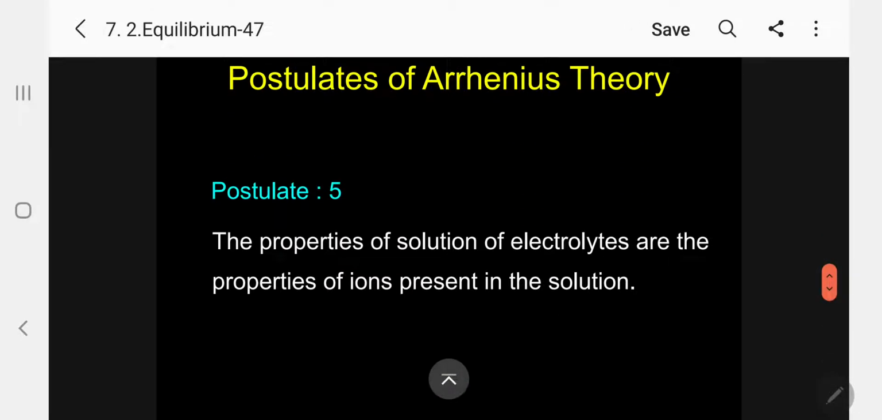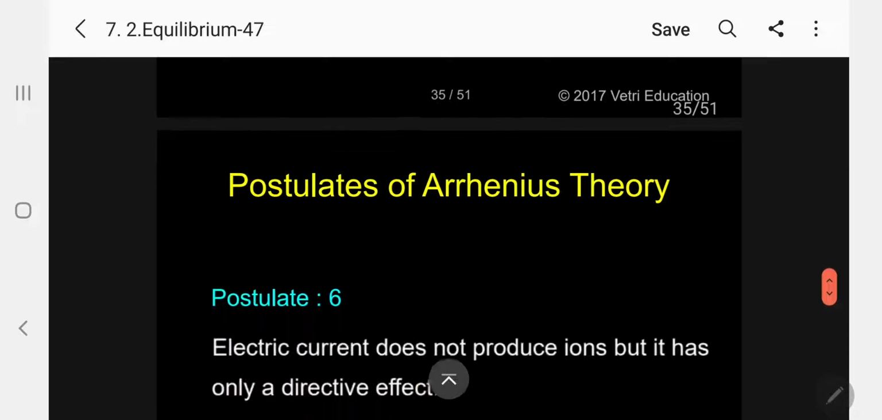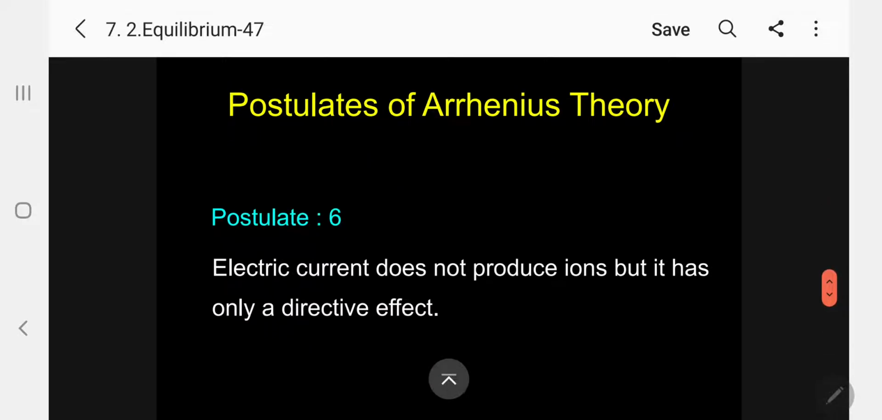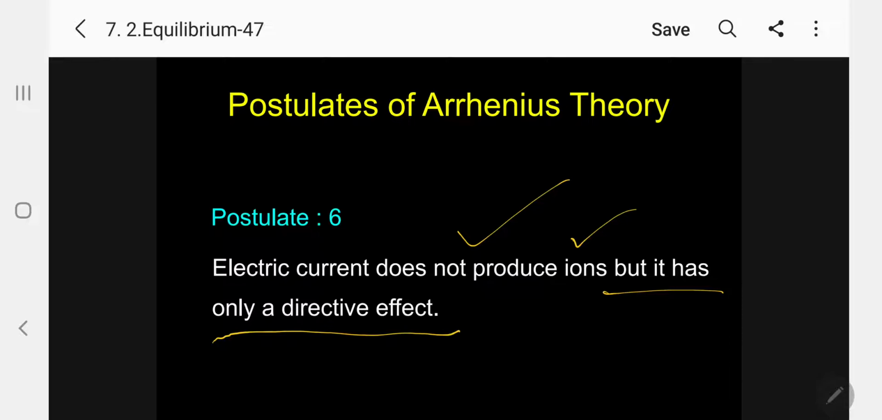Postulate 5. The properties of solutions of electrolytes are the properties of the ions present in the solution. Whatever ions are present in the solution are responsible for the properties of the electrolyte. Postulate 6. Electric current does not produce ions. Please follow. When you pass electric current, it does not produce ions, but only directs the ions to move to the opposite electrode.